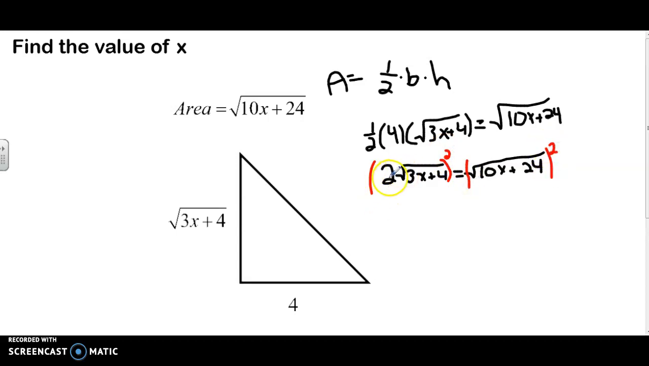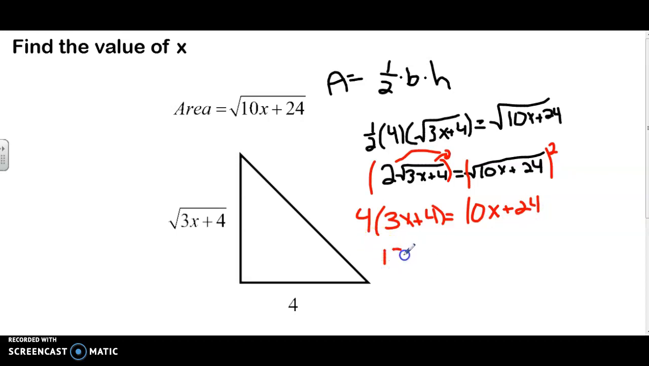So when I square this, 2 times the square root of 3x plus 4, times 2 times the square root of 3x plus 4, would wind up becoming 4 times 3x plus 4. Since we're not adding or subtracting here, this is just one term, so if you remember the rules, both things are being squared. So 2 squared is 4, and the square root of 3x plus 4 squared is just 3x plus 4. If there's a plus or minus sign here, I'd have to do the FOIL method, the double distributive property, but I don't have to do that for this one because it's just one term. And the other side just drops the radical sign and becomes 10x plus 24.